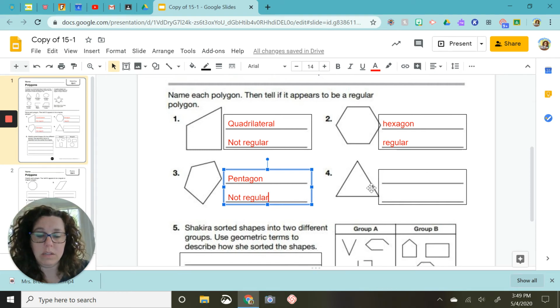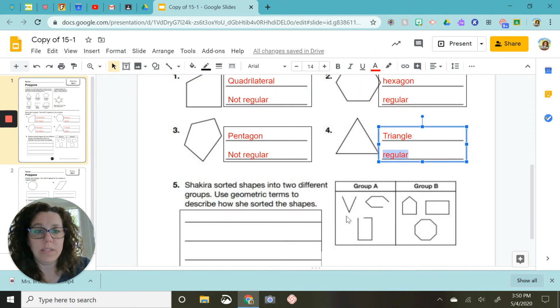Now this triangle looks like it's all the same length, so I'm going to label it as triangle. We don't have to say what kind it is for this paper, and we're going to put it as regular because it looks like all of those sides are the same length. Okay, now we're going to look at this group here. It says Shakira sorted shapes into 2 different groups. Use geometric terms to describe how she sorted the shapes.